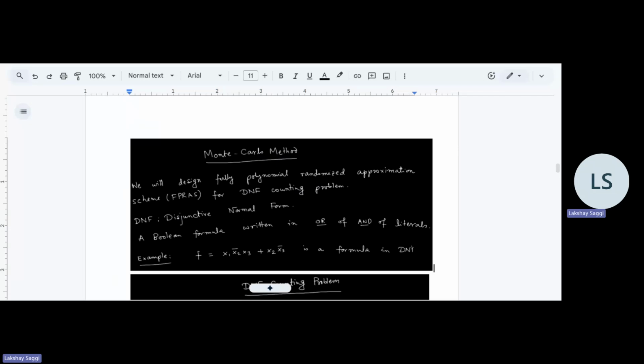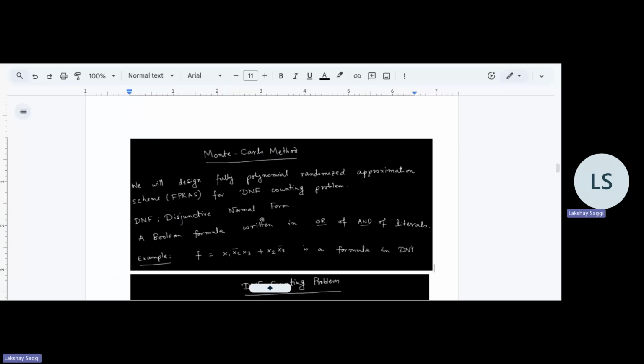And what's DNF? These DNFs and CNFs will come up later, also when we are talking about NP hardness and everything. But for now, we'll just discuss what these are. Please keep these definitions in mind because they'll come up in future also. So we are designing an FPRAS for the DNF counting problem. First of all, what is even this DNF? We are doing some counting related to DNF, but what even is DNF?